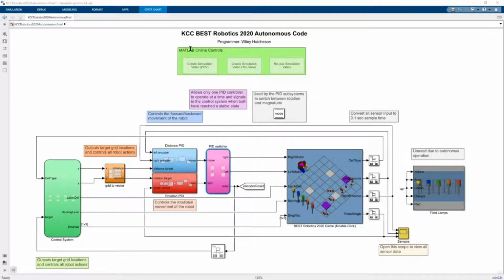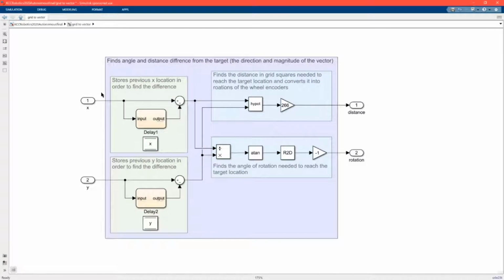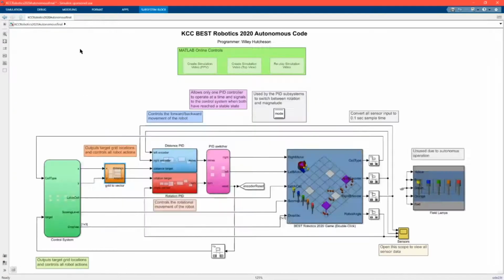KCC Robotics' autonomous model, developed in MATLAB Simulink, uses a flexible system of PID controllers that are given instructions based on the primary control system with a simple-to-use coordinate grid. These coordinates are turned into a usable vector by a grid-to-vector subsystem, which gets the distance with a hypotenuse, converting it into the degrees of the wheel encoders. Then the converter uses some simple trigonometry to get the clockwise angle of rotation.